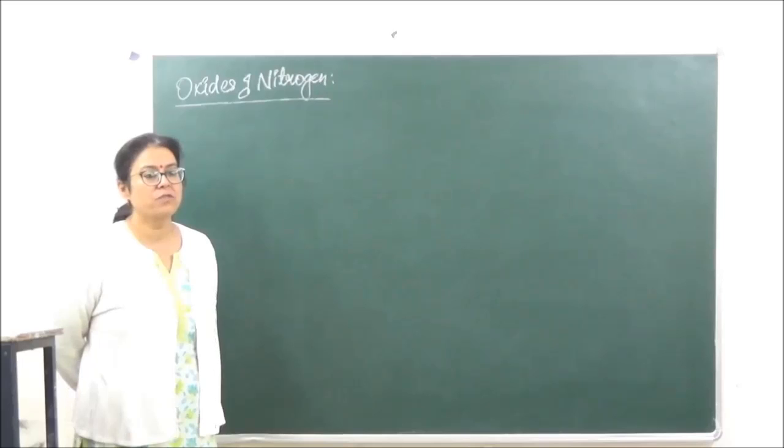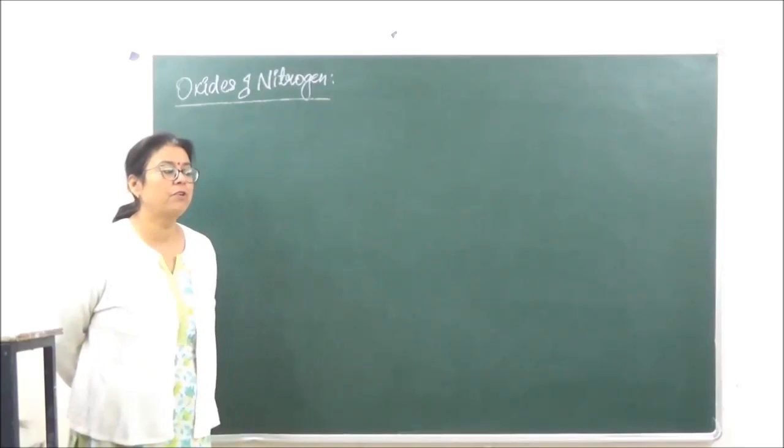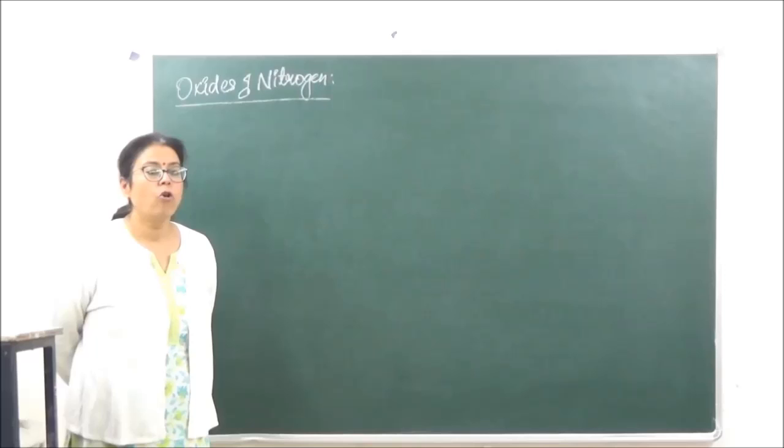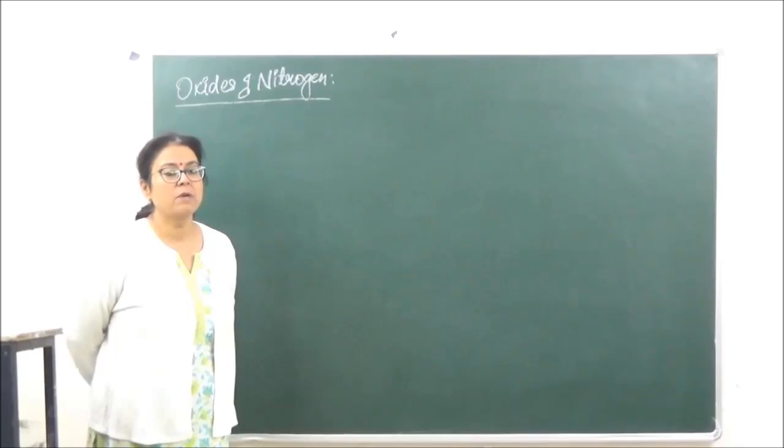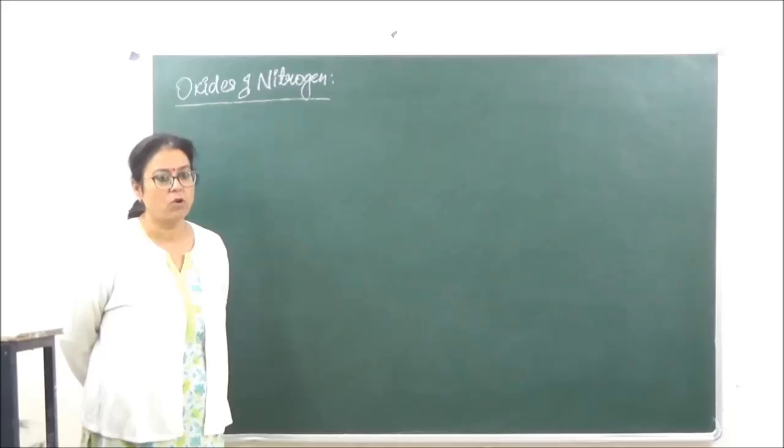Now, nitrogen, as we have already discussed, forms five different oxides in five different oxidation states. Okay. Although nitrogen के पास vacant d orbitals present नहीं हैं, but still when it is forming compounds with oxygen, it is doing so in all the five oxidation states. That is because it has the tendency to form p-pi multiple bonding with oxygen. Okay, so five oxides हम यहाँ पे discuss करेंगे.